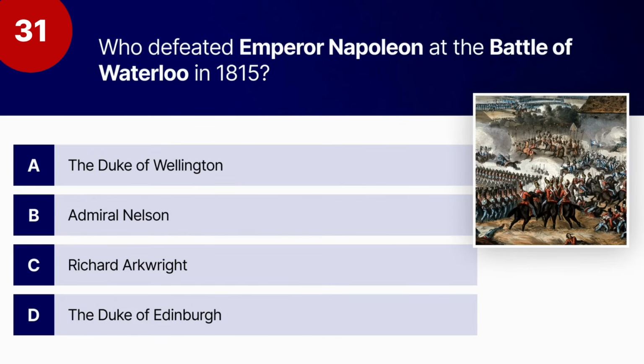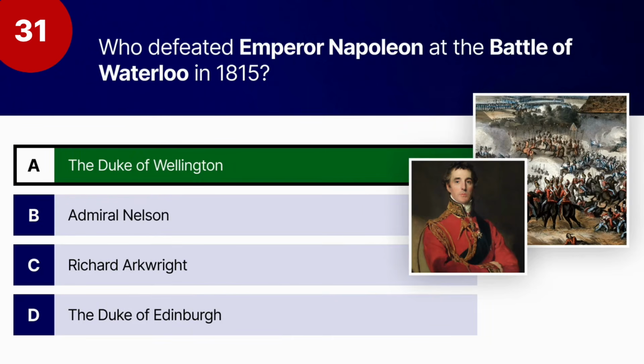Who defeated Emperor Napoleon at the Battle of Waterloo in 1815? A. The Duke of Wellington, B. Admiral Nelson, C. Richard Arkwright, D. The Duke of Edinburgh. The answer is A. The Duke of Wellington.